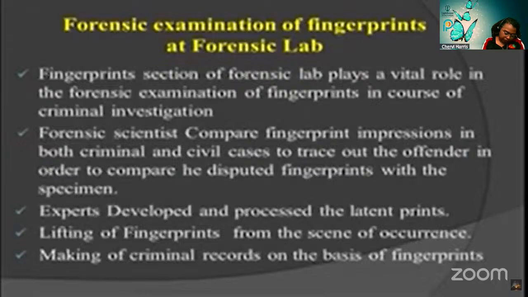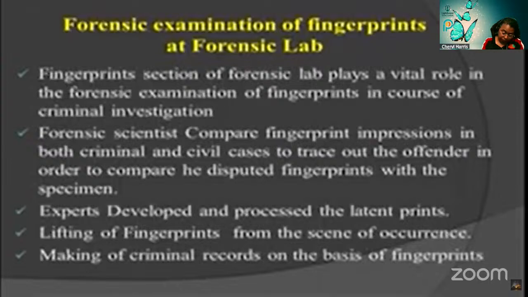Apart from that, experts develop and process the latent prints, lift the fingerprints from the scene of occurrence in order to do comparison, and they also make criminal records on the basis of fingerprints. So the forensic lab is also playing a crucial role in examining the fingerprints.